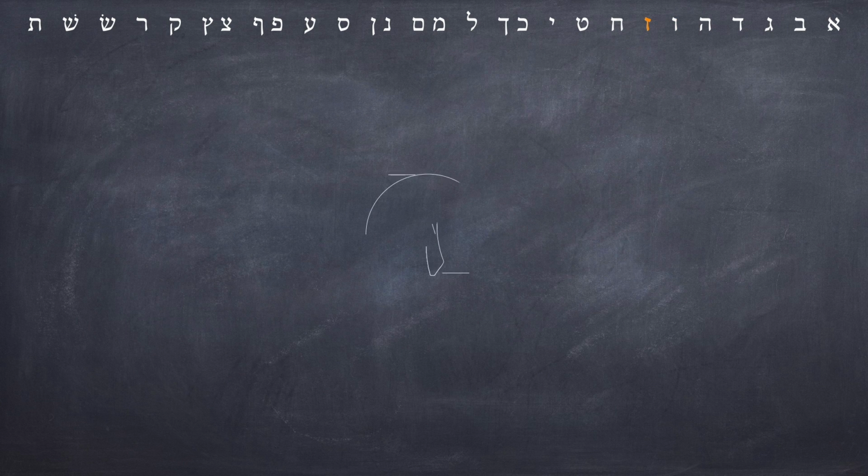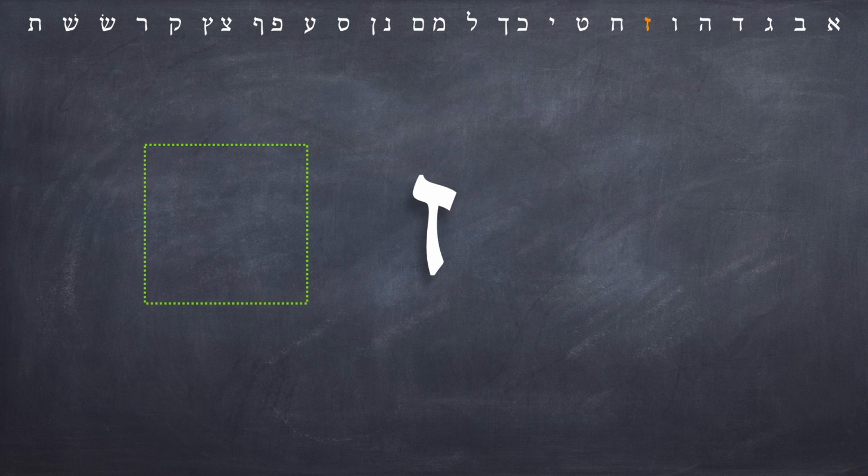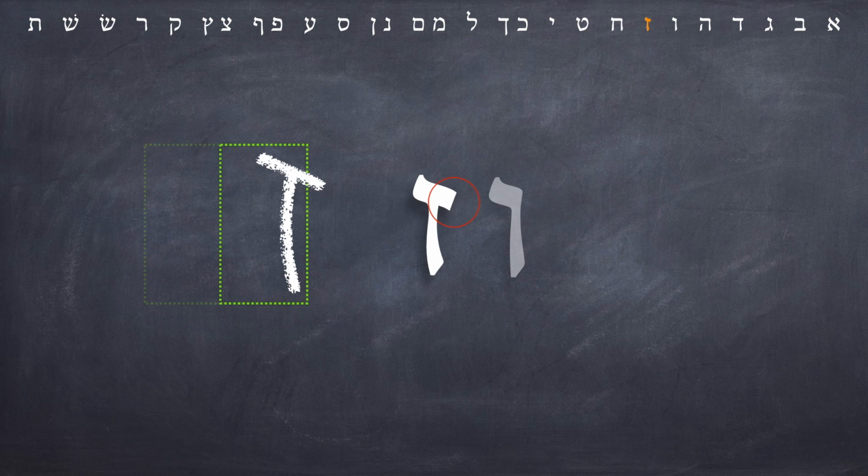Next we have Zayin. Zayin is also a narrow letter and is written with two strokes, an angled cap, and then another vertical line down. Here it is with chalk. 1, 2. Notice that the cap of Zayin extends out past the right side of the box. That'll help you distinguish it from other letters like, for example, Vav.